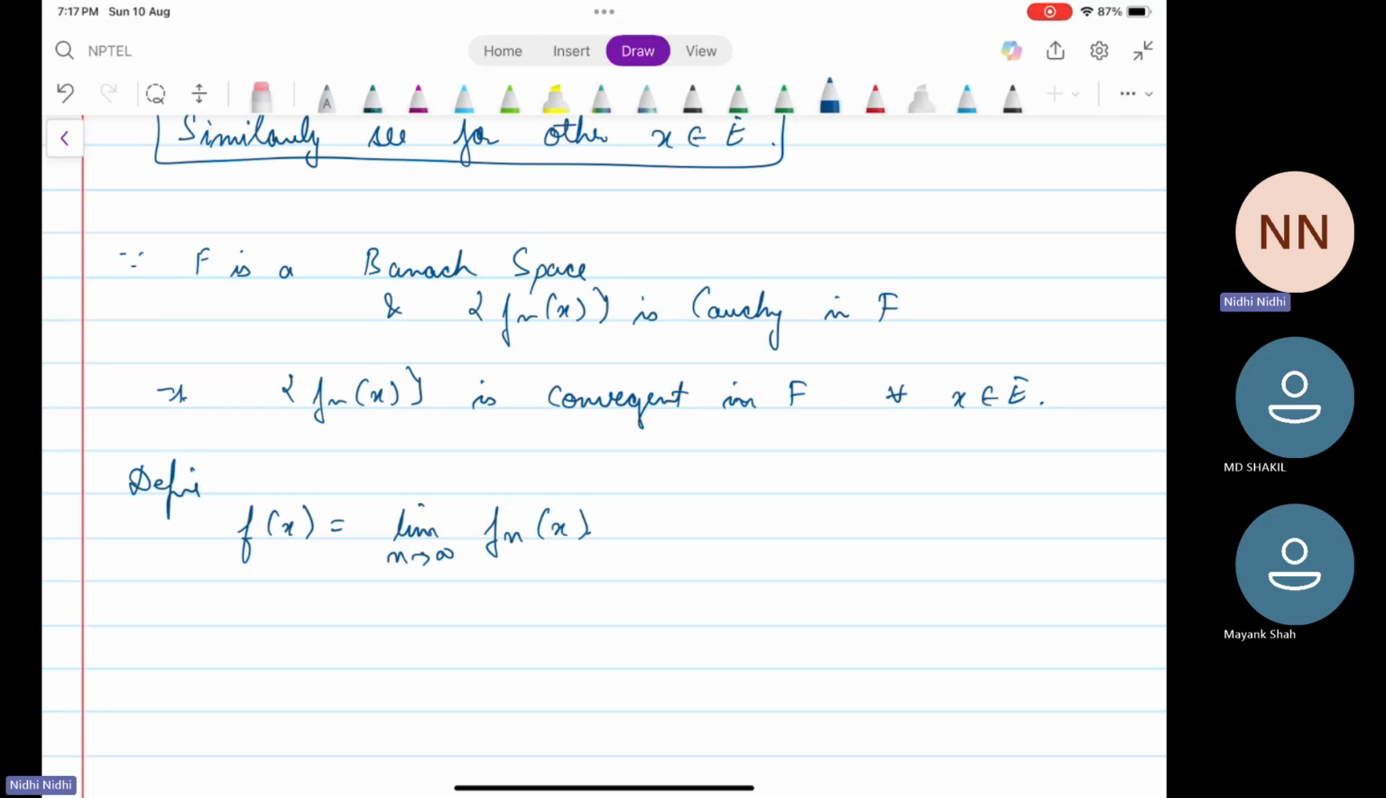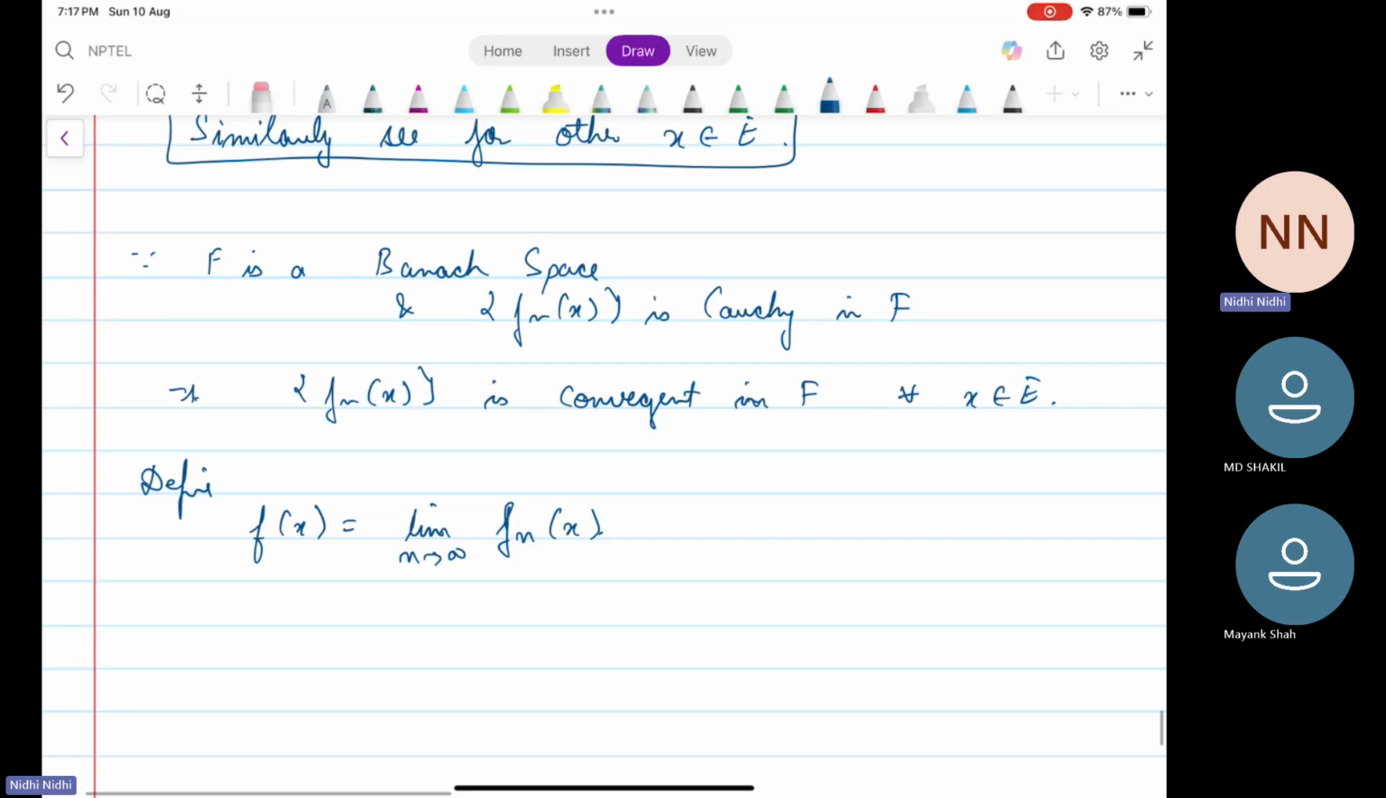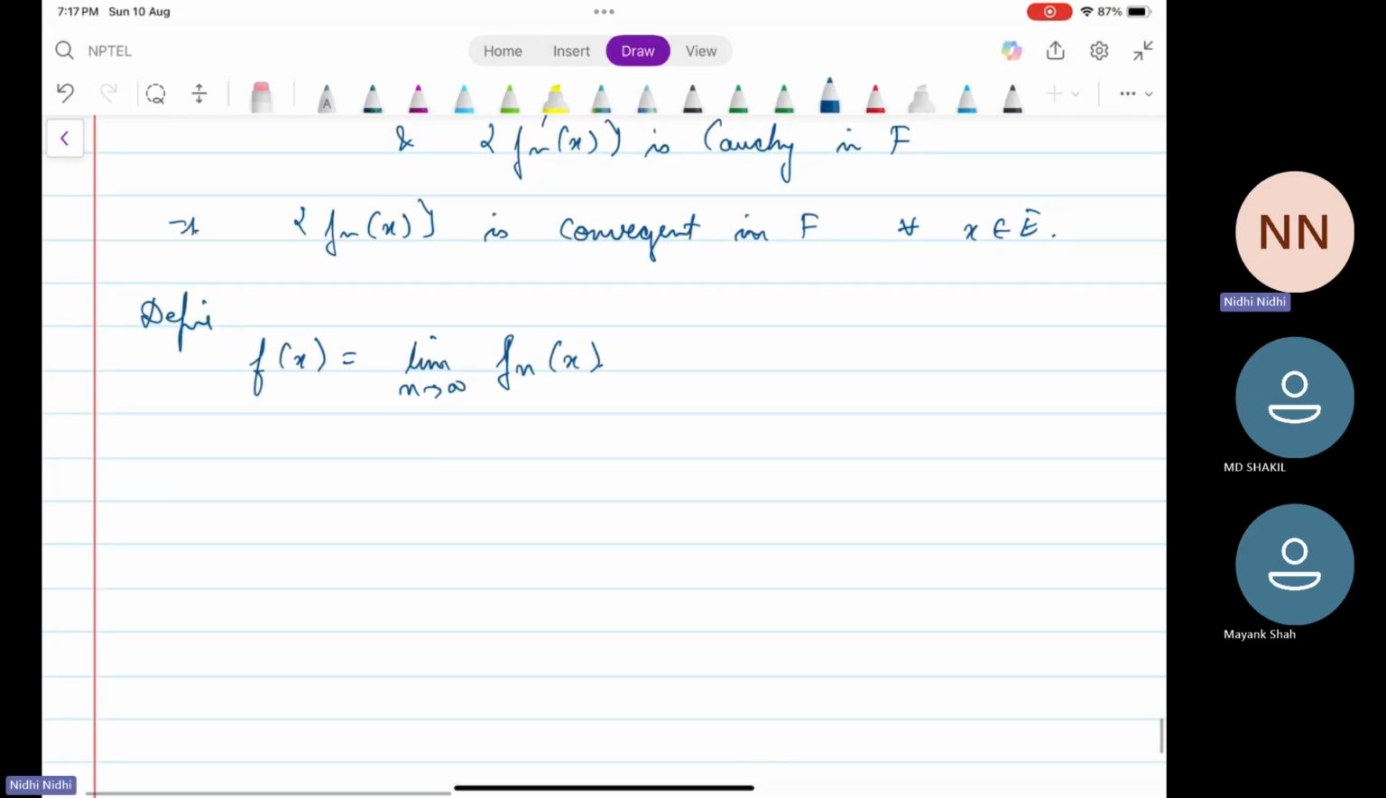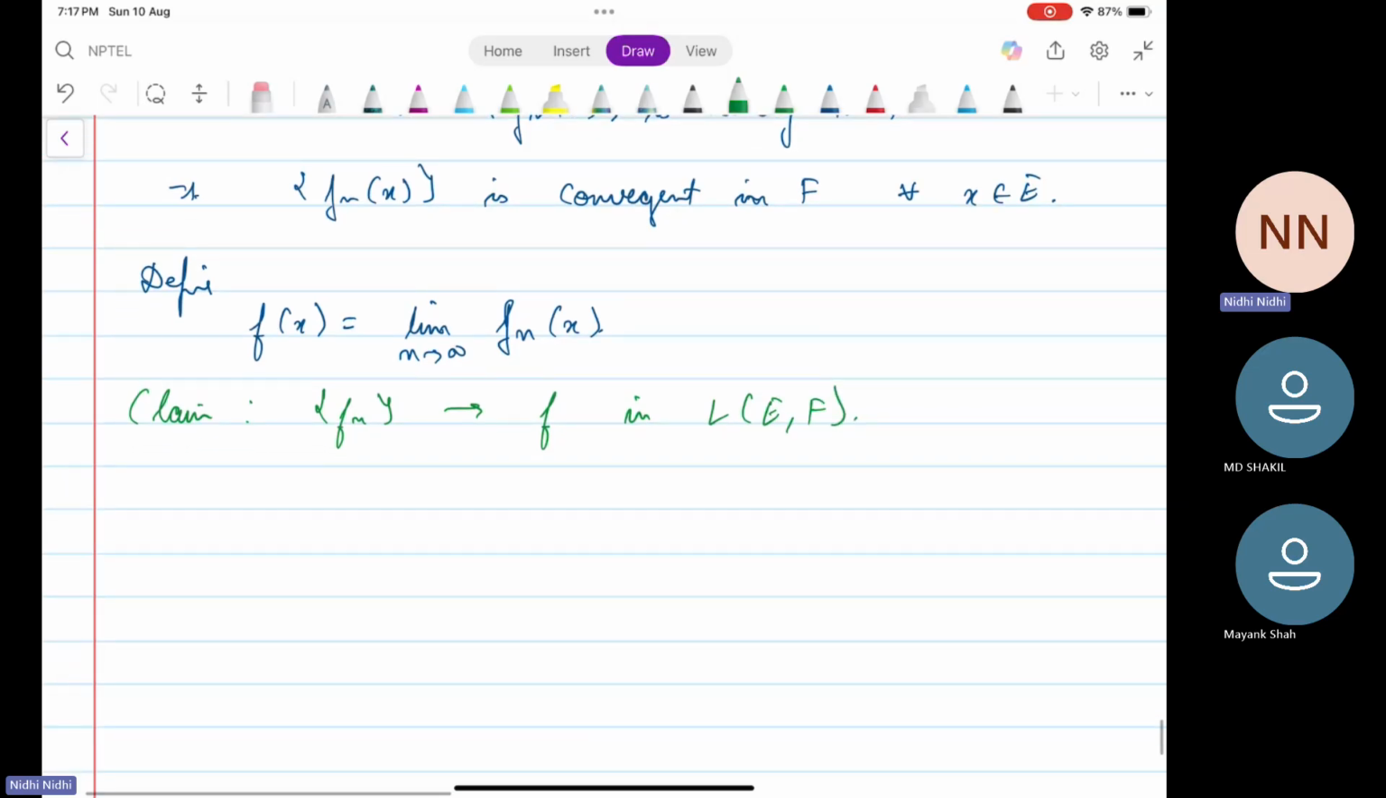Now we will show that this F will be the limit of Fn in terms of operator norm as well. So we claim that this Fn converges to F in the space L(E,F). That means it converges with respect to the operator norm.